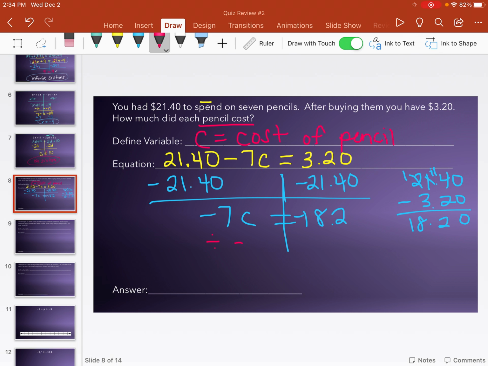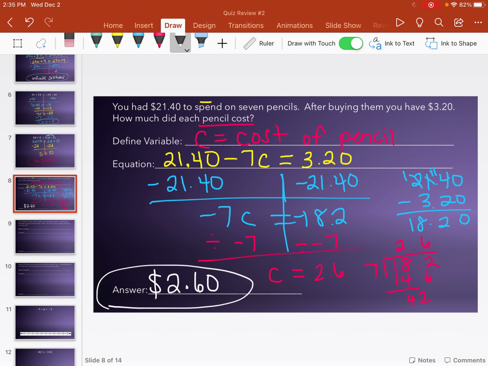Then I can divide by negative 7, divide by negative 7, so I get C equals, let's do 7 into 18.2. 7 goes into 18 2 times, which is 14, 4 left over, bring down my 2, 7 goes into 42 6 times, so I'm getting 2.6. But my answer, think back, I'm talking about the cost, so this is really $2.60. Don't forget to add that 0 because it's money. We want to make sure it looks like money.